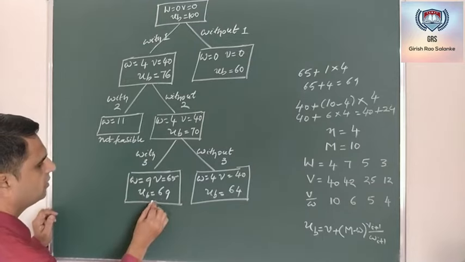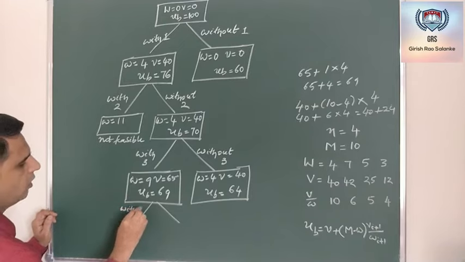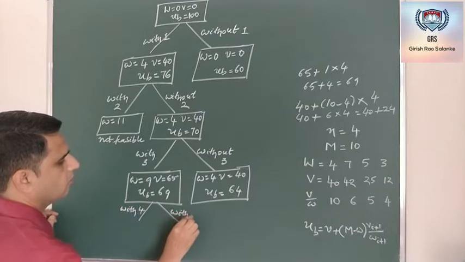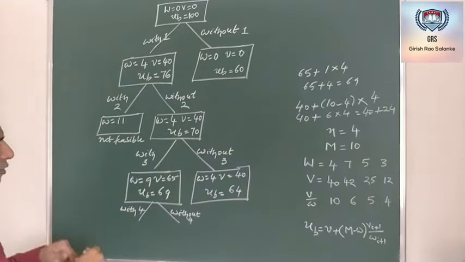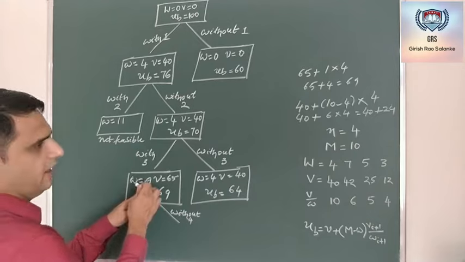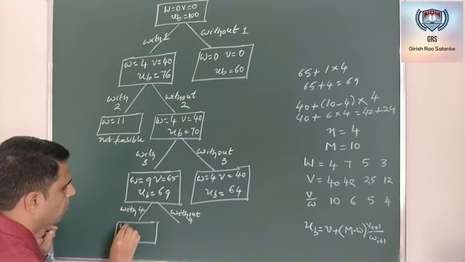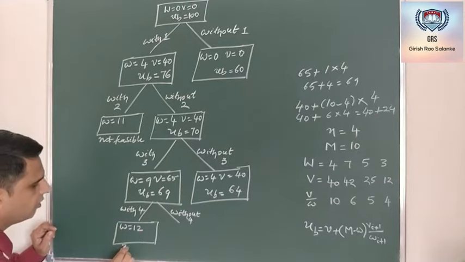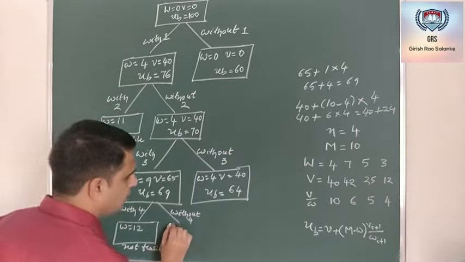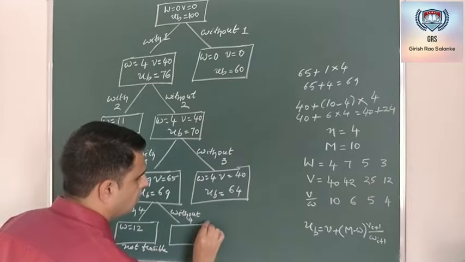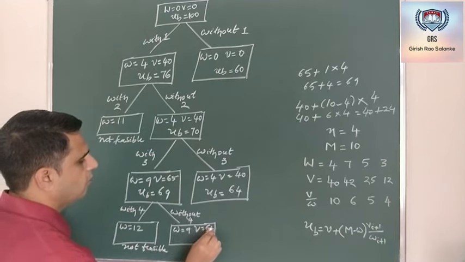So continue with this. This is with the fourth object and this is without the fourth object. Now with the fourth object, weight is 9, and 9 plus 3 is 12. So W equals 12. So this is not feasible. Now this one, without the fourth, W is 9 and V is equal to 65.